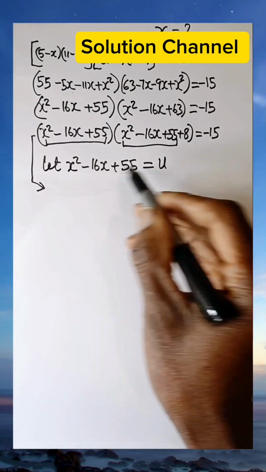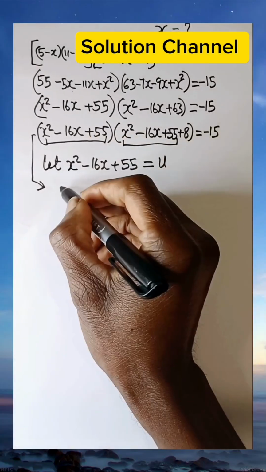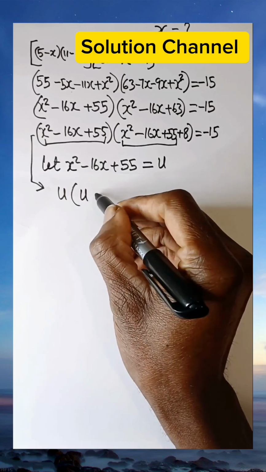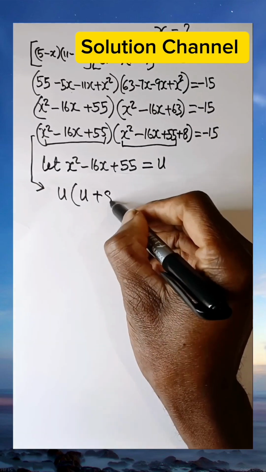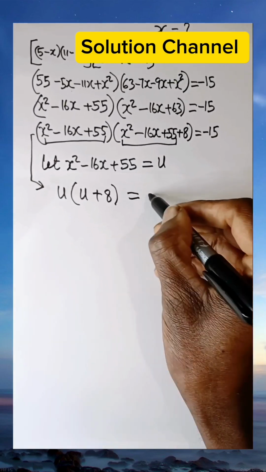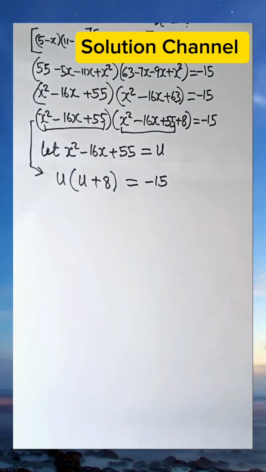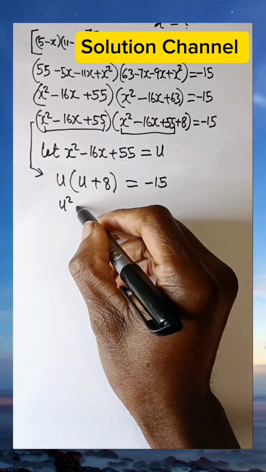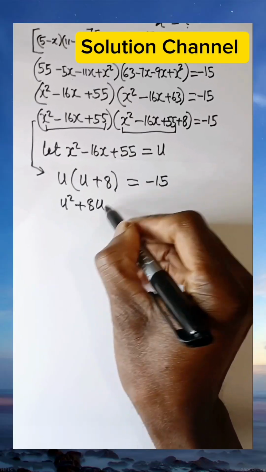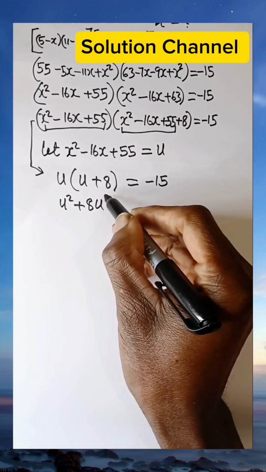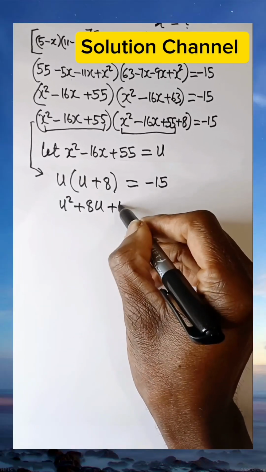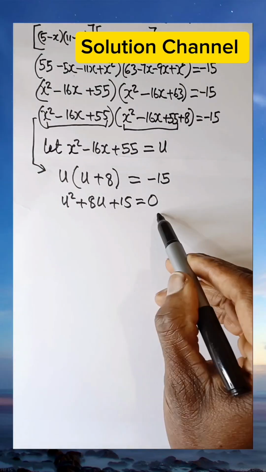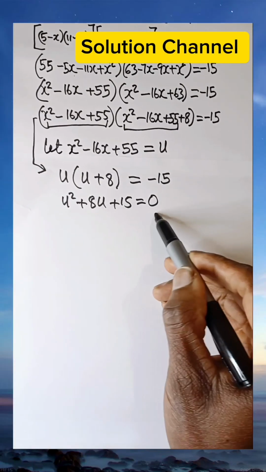If we make the substitution, this equation will become u times u plus 8, and this is equal to minus 15. u times u will give us u squared, u times 8 will give us 8u, and we will move minus 15 to the left hand side, so this will become plus 15, and this is equal to 0. Now we have a quadratic equation which can easily be factorized.